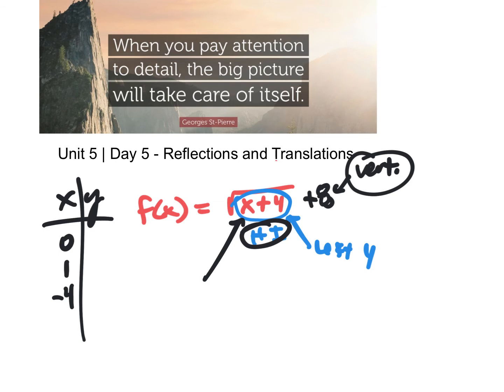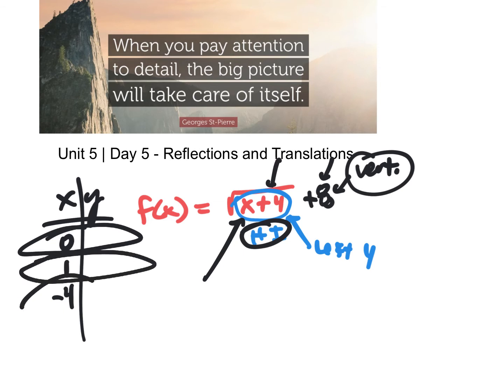So let's try these. Right now, everybody, let's pause for just a second to try putting in these 3 numbers. Put in 0 into this function, including the 8. You've got both the 4 and the 8, now that I've changed it a little bit. You're going to put in the 0, and you're going to put in the 1, and you're going to put in the -4. Okay, let's pause that and give it a try.